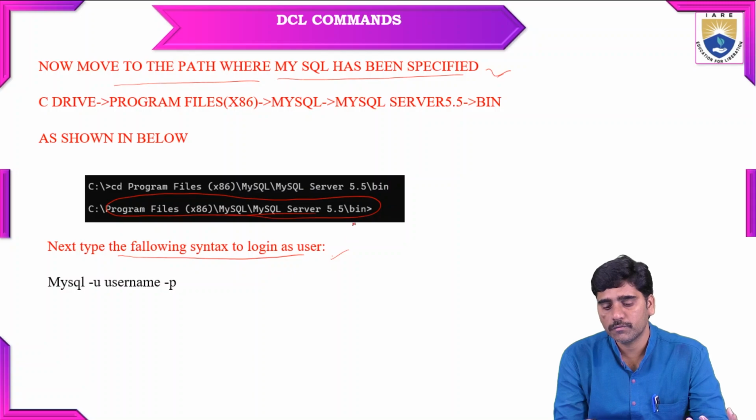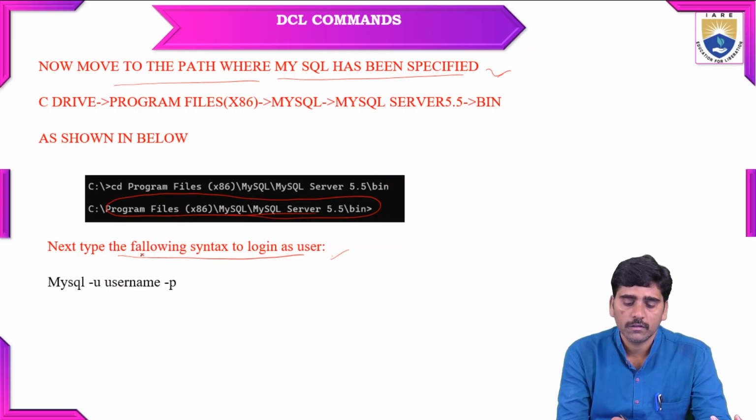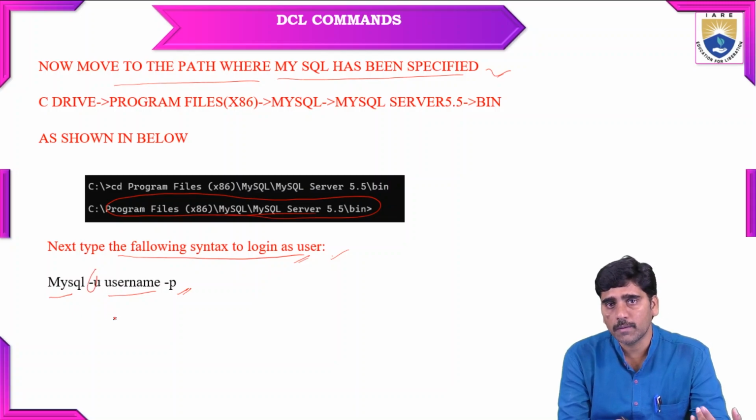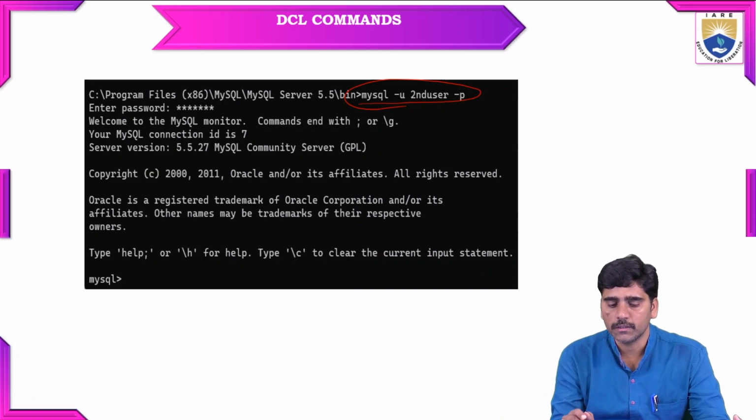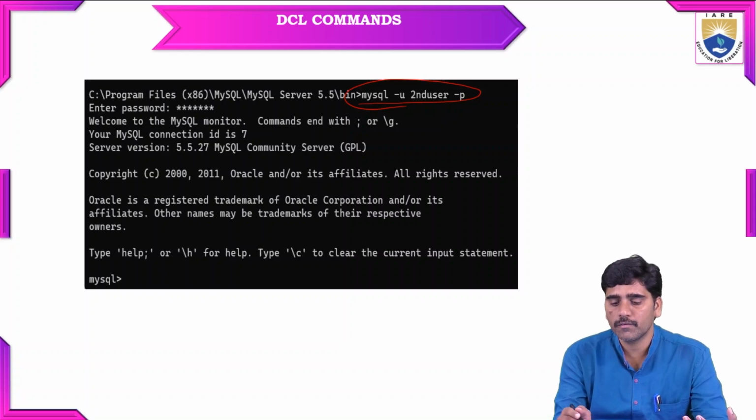So after entering this path, type the following syntax to log in as a user: mysql space -u username space -p. Here -u is the username, and -p is for the password. So mysql -u second user -p indicates I want to log in to MySQL with the help of the username and password which I provided. Enter password.